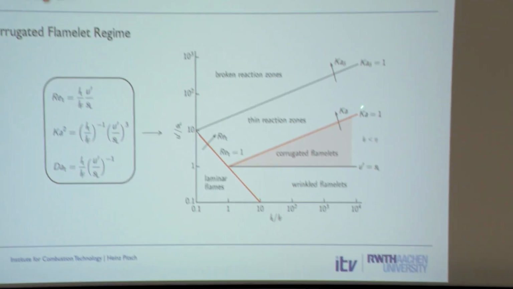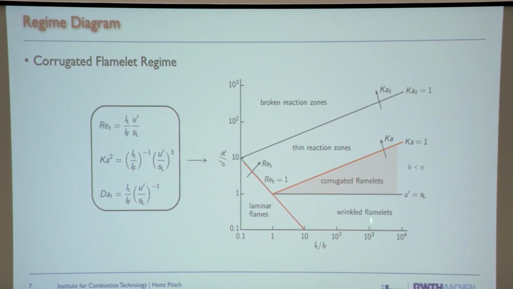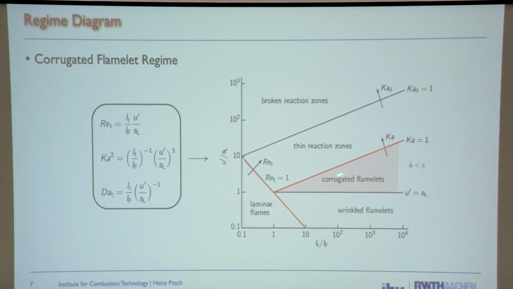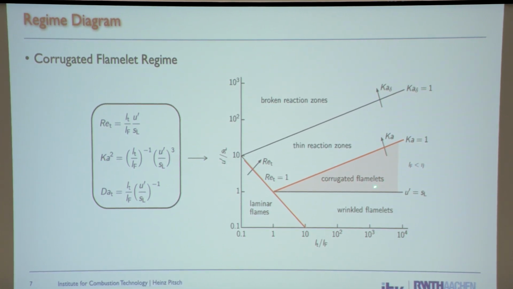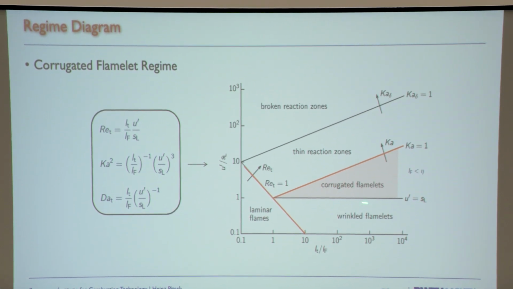So if we're in the regime where the Karlowitz number is smaller than 1, then the flame is infinitely thin compared with the turbulence. And there's another line here which is not very important, so look at all of this as the same regime. We call this the corrugated flamelet regime.